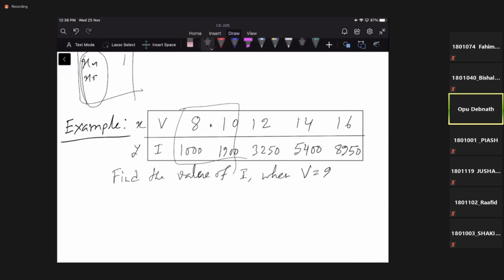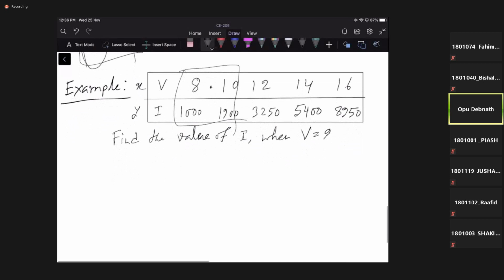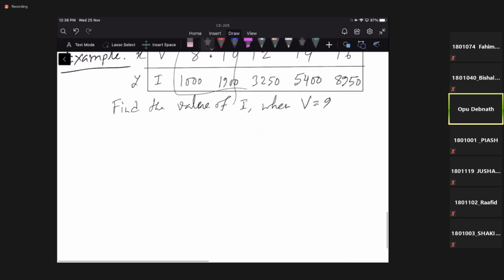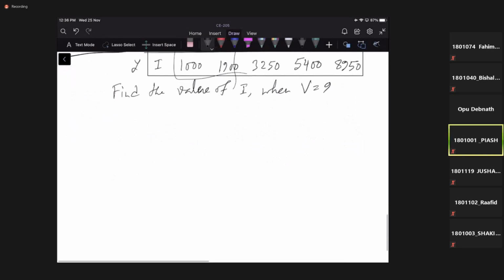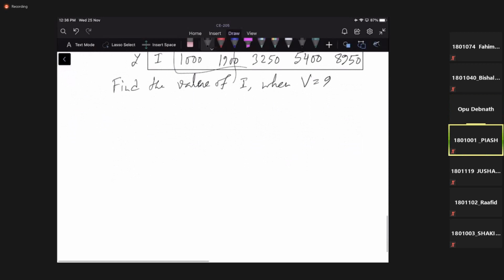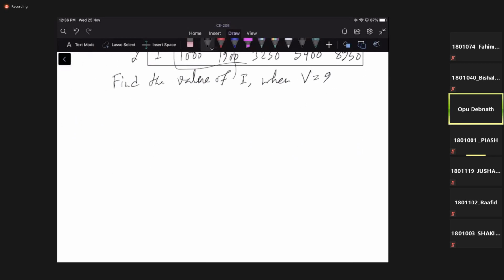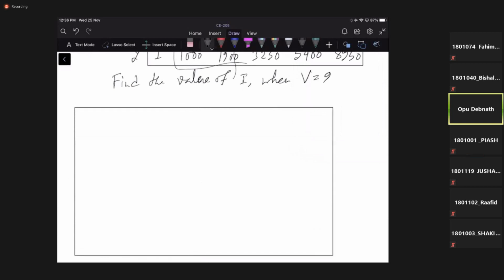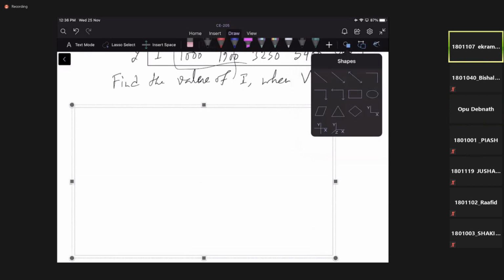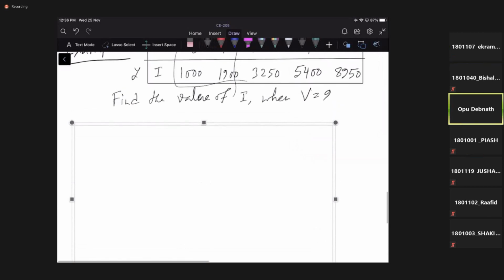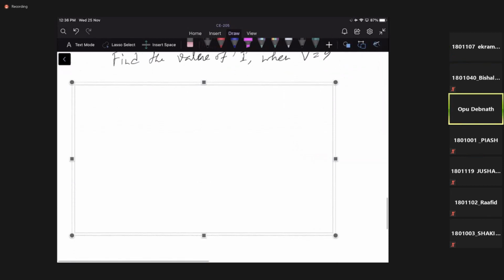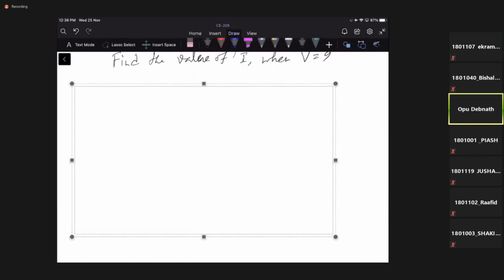So which formula should I use? Newton's forward interpolation formula. For any types of these problems, the first thing you need to do is form a difference table. Should we use forward or backward? Of course, you should use the forward difference formula for this specific case.